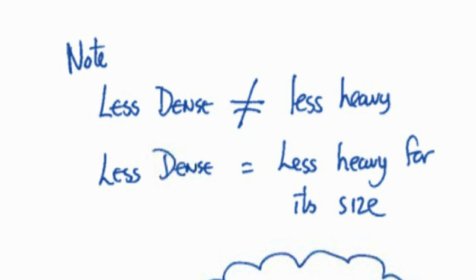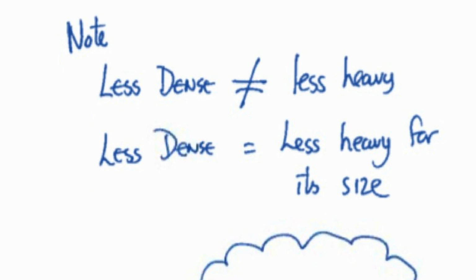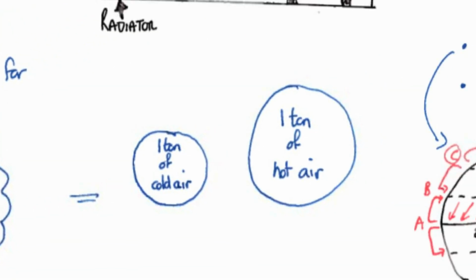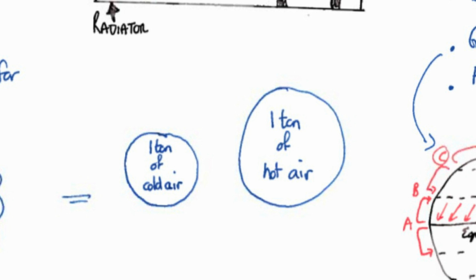Now, make sure you know that less dense does not mean it's less heavy. Less dense means it's less heavy for its size. Perhaps the best analogy is what weighs more, a ton of lead or a ton of feathers. Well, of course, they both weigh the same, both of the same mass, but the feathers take up a lot more space. And that's what happens with liquids and gases. When you heat them up, they take up more space. So you can see a ton of cold air has less volume than a ton of hot air.